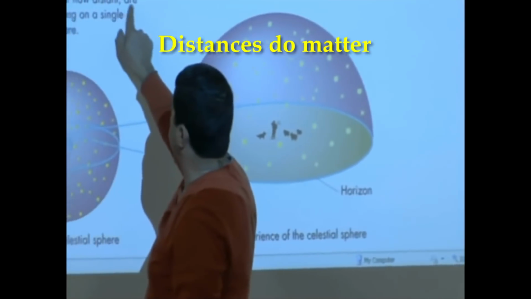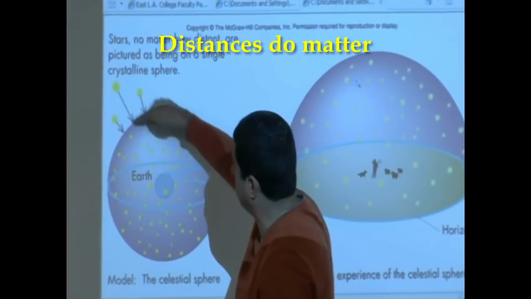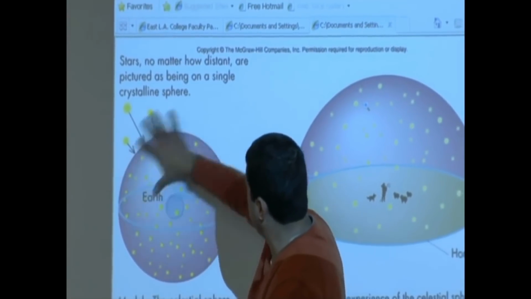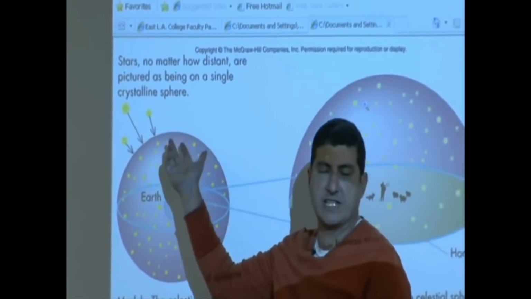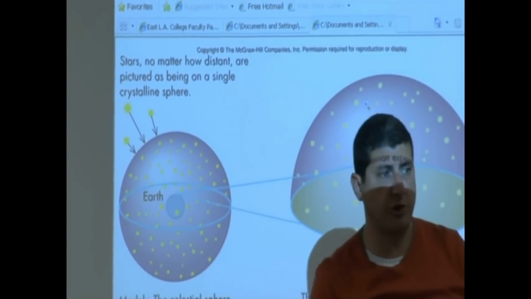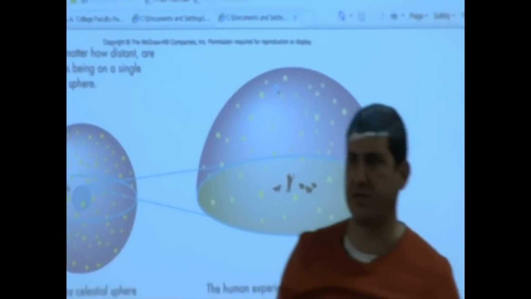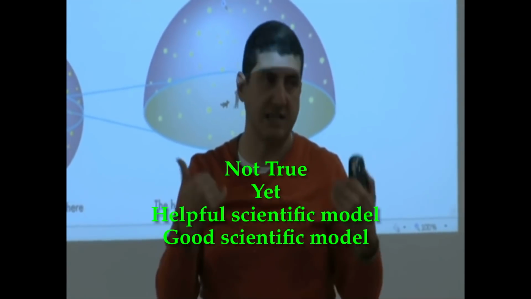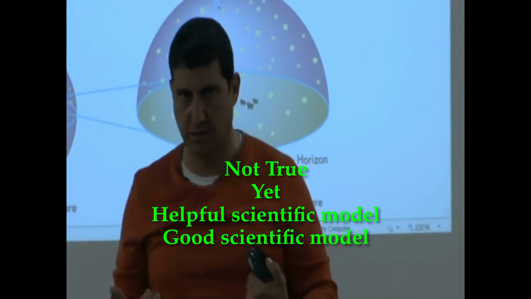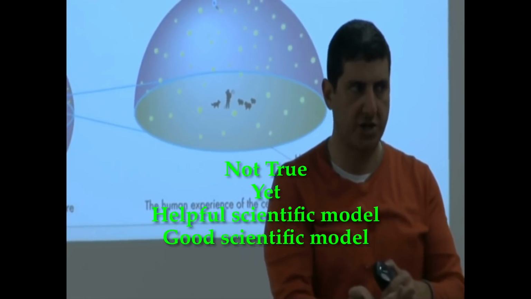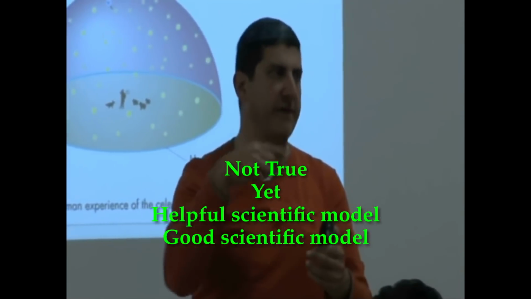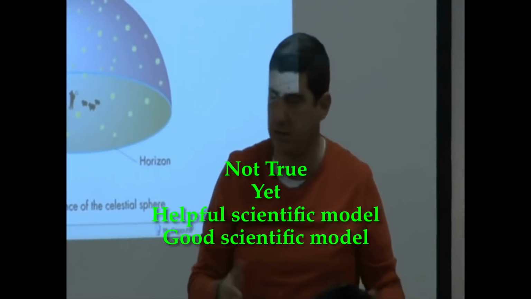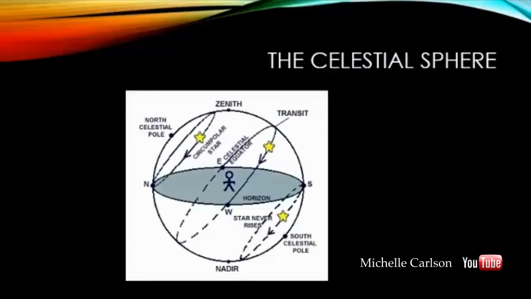Stars, no matter how distant, are pictured as being on a single crystal sphere. So bring them down, and then state where they are located on that sphere. Even though the concept of a crystal sphere is not true, as a scientific model it's still a helpful model to write down where stars are in the sky and how they travel in the sky. It's a good scientific model. This model explained why all the celestial objects moved in the same direction at the same speed. It also explained why the stars remained in fixed positions relative to one another.